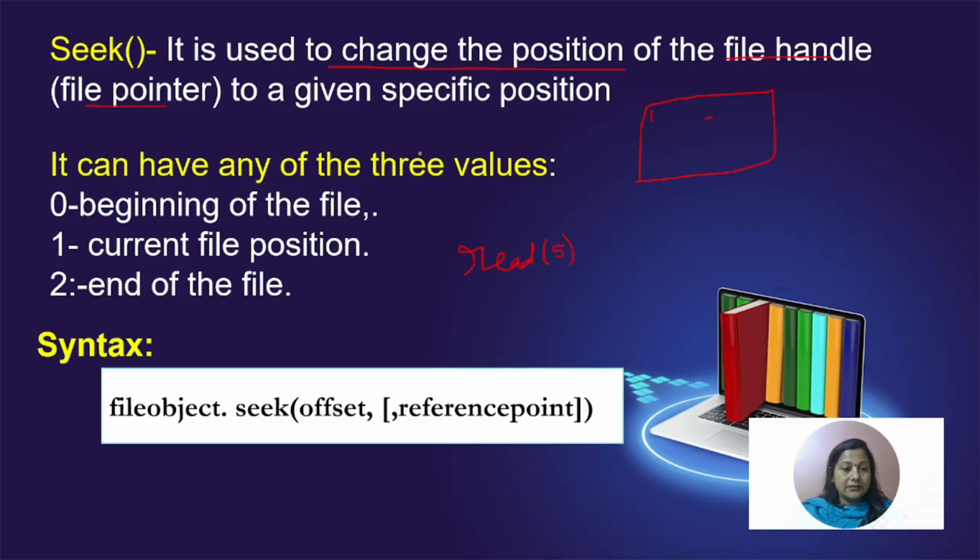So after that, from the current position, if you want to move it further, what will it do? If I'm mentioning 5, from the 5th position I want to move it a little further, then again you have to use 1. 2 means you are going to move the file handle from the end of the file. Is it clear? What is the syntax here? File object dot seek, and you have to mention the offset, which means which position you want to move to, comma, and you have to mention the reference point.